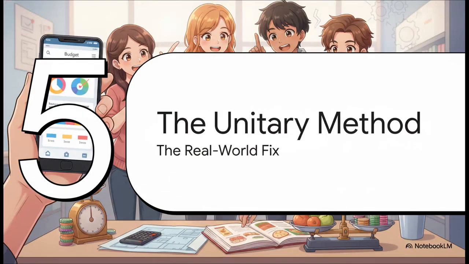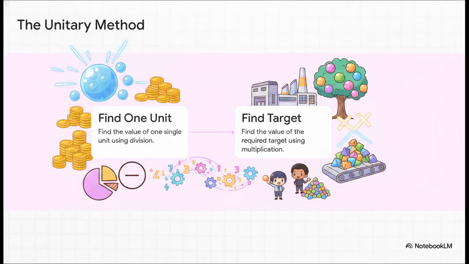Section 5. The Unitary Method. The Real-World Fix. Now, the unitary method is where this all gets super practical. It's essentially a really simple two-step recipe for real-world problem solving. Step 1. You find the value of one single unit, the unit in unitary, and you do this using division. Step 2. Once you finally know the exact value of that single isolated unit, you can find the value of absolutely any required target amount using multiplication. It really is just first find the cost of one, then multiply to find the cost for many. It is incredibly straightforward, but so powerful.